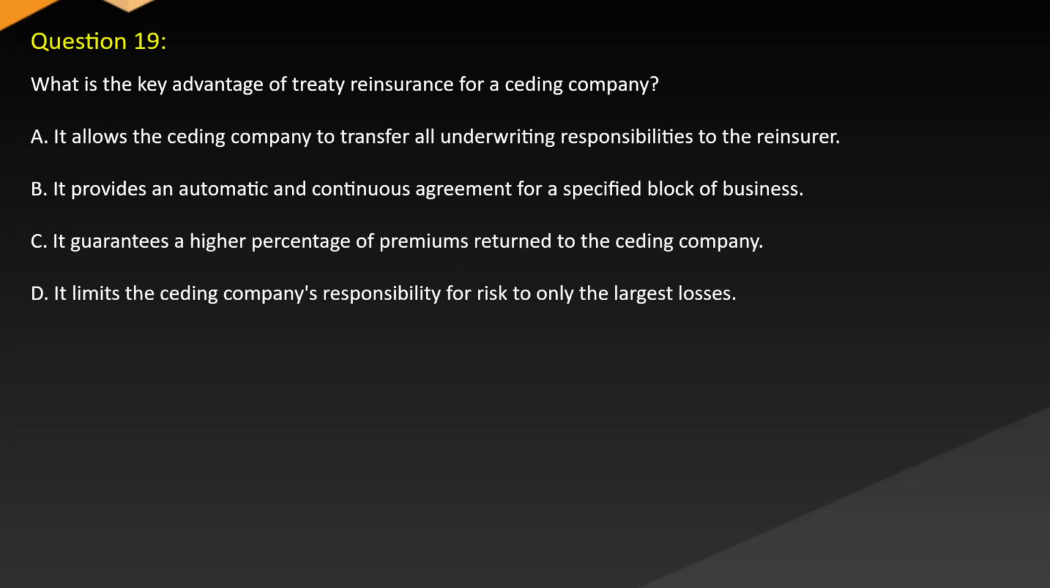Question 19. What is the key advantage of treaty reinsurance for a ceding company? A. It allows the ceding company to transfer all underwriting responsibilities to the reinsurer. B. It provides an automatic and continuous agreement for a specified block of business. C. It guarantees a higher percentage of premiums returned to the ceding company. D. It limits the ceding company's responsibility for risk to only the largest losses.